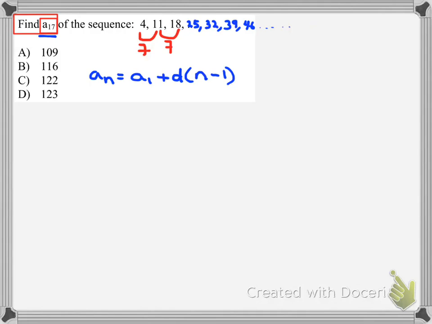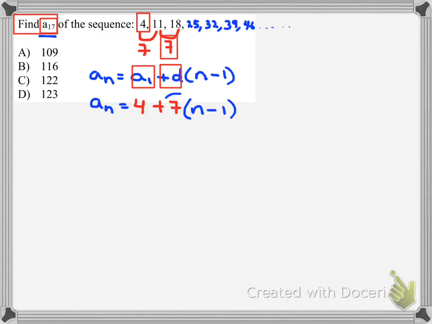And now I'm just going to plug in the information. a sub 1 is your first number, and in this case your first number will be 4. So we have a sub n is equal to 4, instead of a sub 1. Now your difference, we determined that was 7, so it'll be plus 7. We're going to leave everything else the same, because we're trying to find the equation first, times n minus 1.